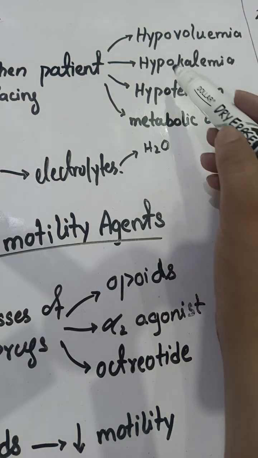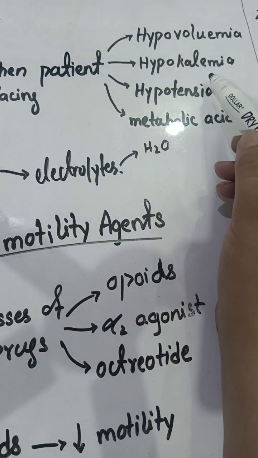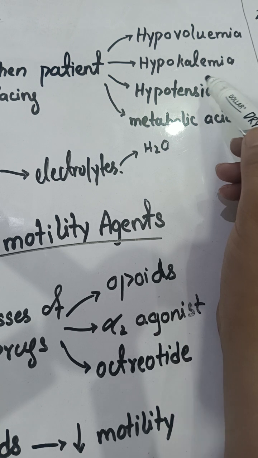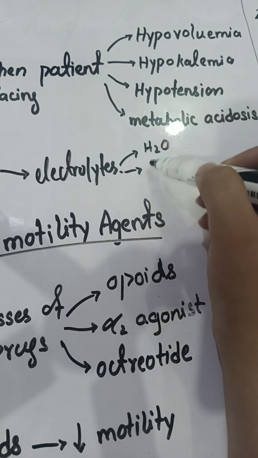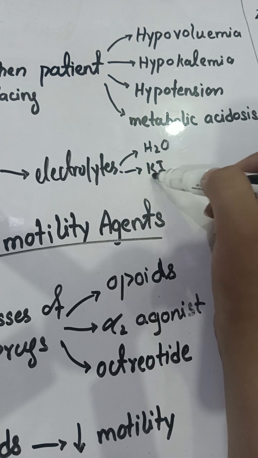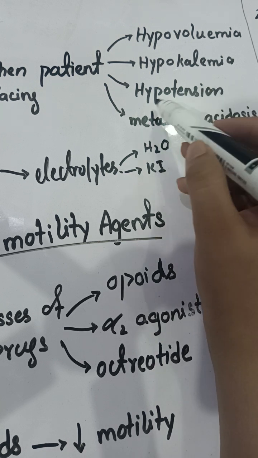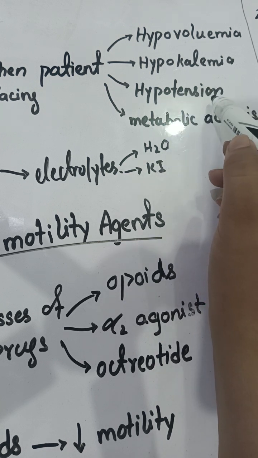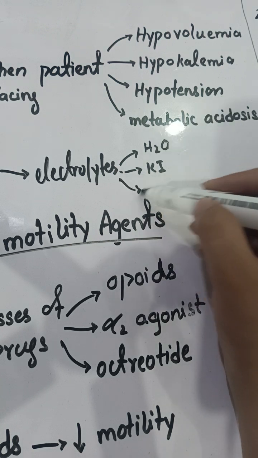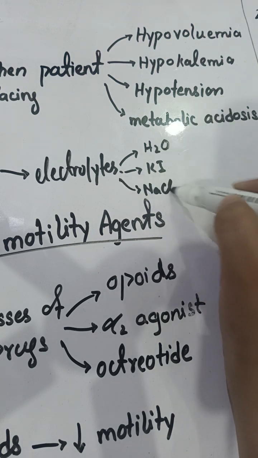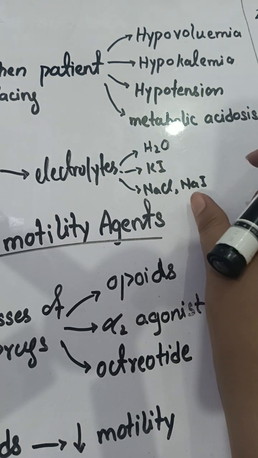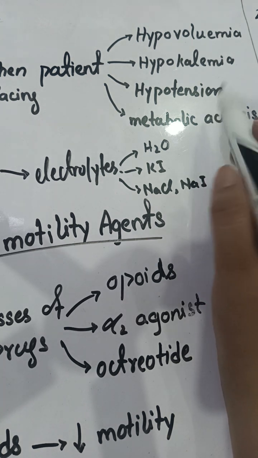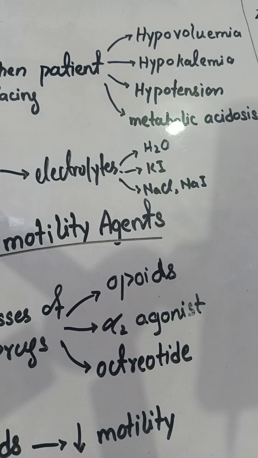If a patient has hypokalemia, meaning a decrease in the potassium level, then what will you do? You will give potassium to that patient in the form of potassium iodide, which will become the source of potassium. In case of hyponatremia, there is a decrease in sodium, so you will give NaCl or sodium iodide in order to give a source of sodium. So that's why these kinds of diseases are treated with it.